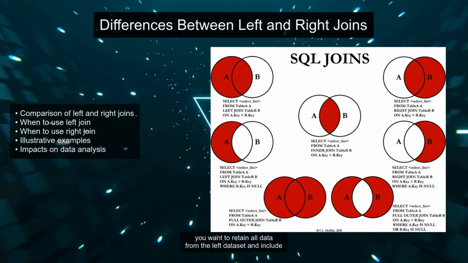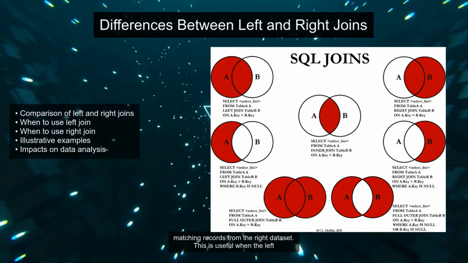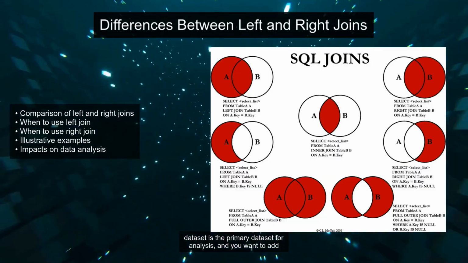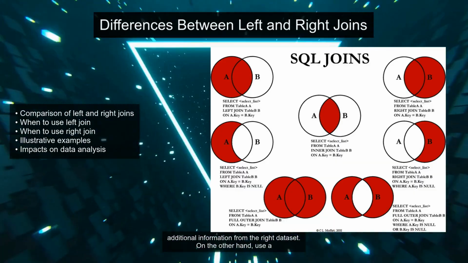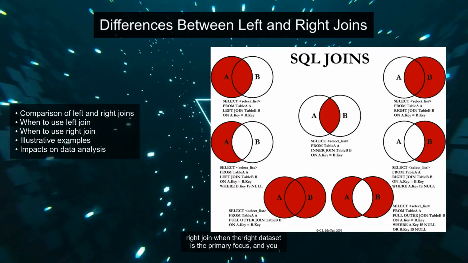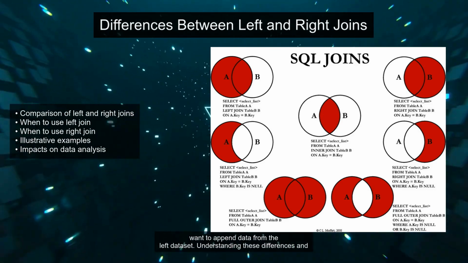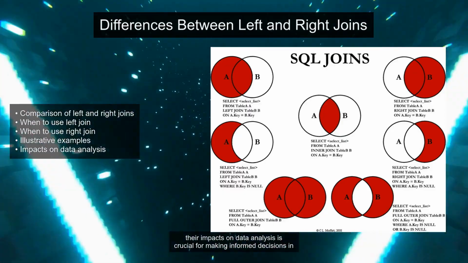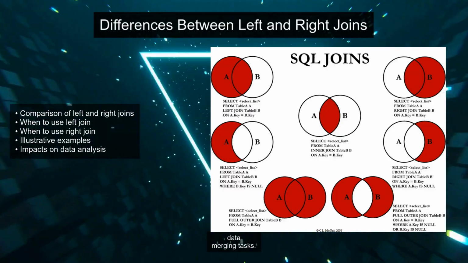Use a left join when you want to retain all data from the left dataset and include matching records from the right dataset. This is useful when the left dataset is the primary dataset for analysis, and you want to add additional information from the right dataset. On the other hand, use a right join when the right dataset is the primary focus, and you want to append data from the left dataset. Understanding these differences and their impacts on data analysis is crucial for making informed decisions in data merging tasks.